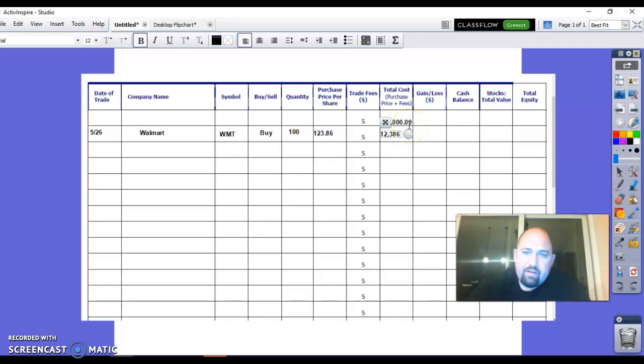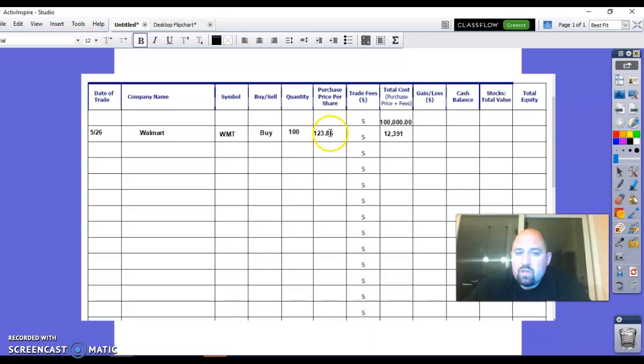But I have to add the $5 in trade fees, and it shows up here at the top, purchase price plus fees, so it would actually be $12,391. Now, we're not going to experience a gain or loss today because nothing's happening in the market. But tomorrow, you're going to see if this goes up or down.